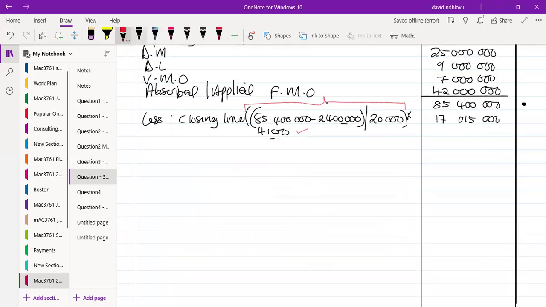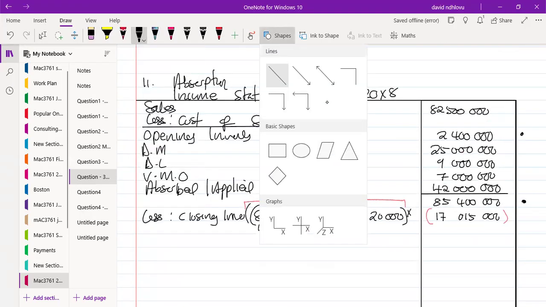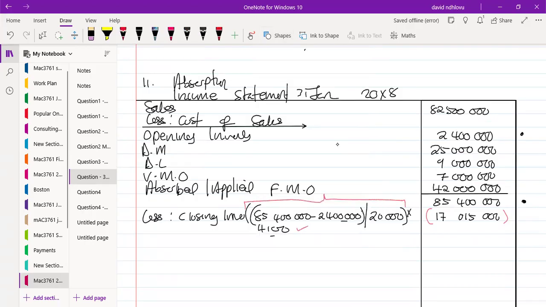Right, so once we have that closing inventory as per the norm, we deduct that. And when we are using absorption costing, remember this is financial accounting. Immediately after deducting your closing inventory, you immediately have cost of sales. You know this from financial accounting.